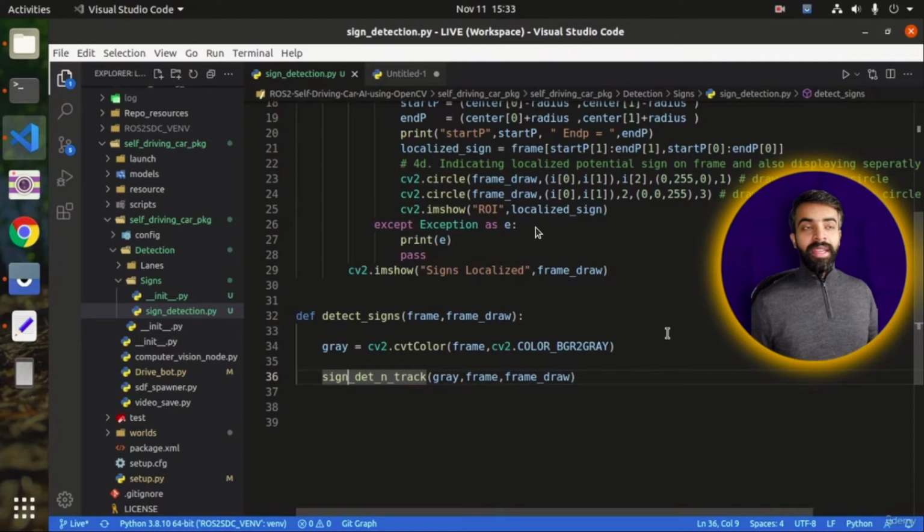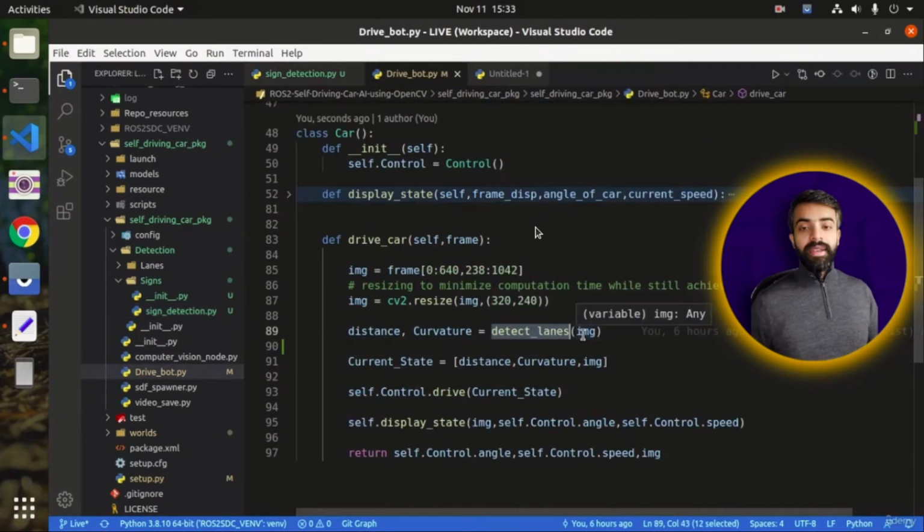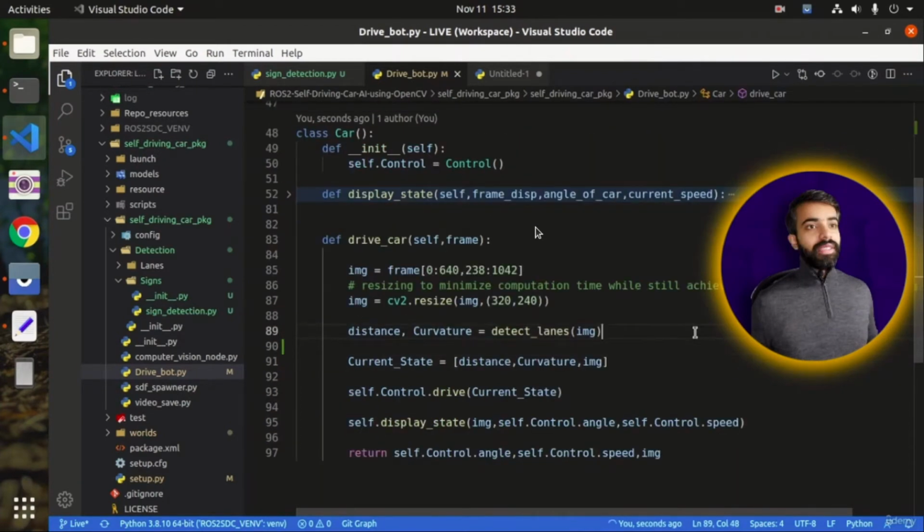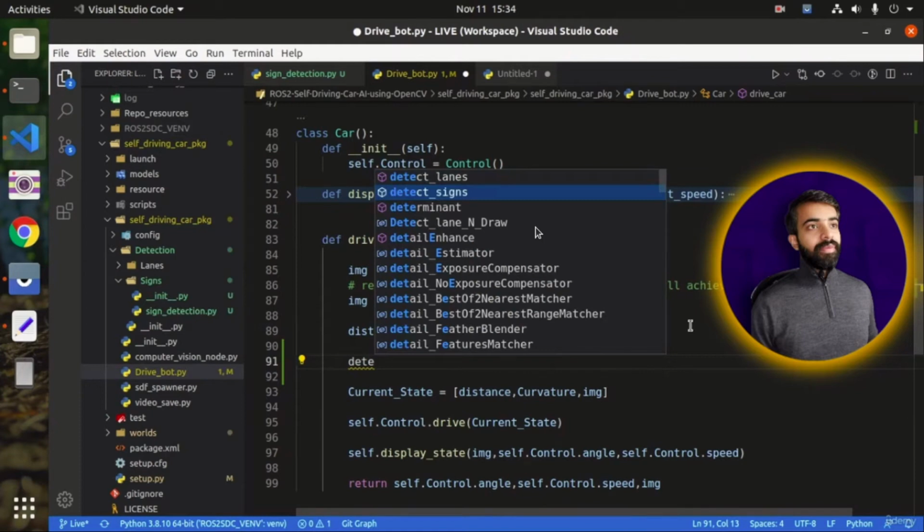Now, inside the drivebot.py, after we have detected the lanes or information from those lane lines, we need to call this detect signs function. So first we import it right here, as we have imported from detection signs, sign detection, we import the function of detect signs. We call it after the detect lanes function. Now let's call it detect signs, provided the two input arguments of image and image draw.